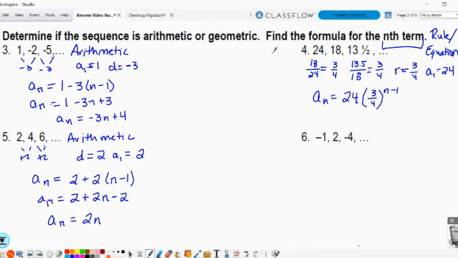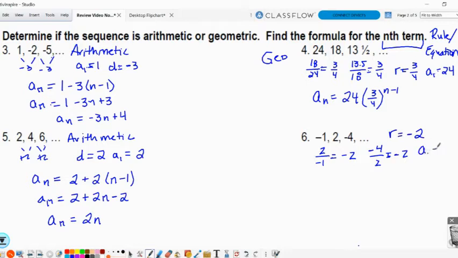As we look at number 6, clearly there's not a common difference, so we're going to come up with our common ratio. 2 divided by negative 1 gives us negative 2. So does negative 4 divided by 2. So our common ratio is -2.